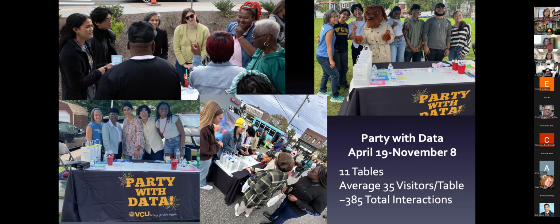We've been doing Party with Data for many years now, and we rotate the results that we share throughout Richmond, depending on whatever research projects we have available. Right now, we're disseminating these results with our community partners. To date, we have been able to interact with about 385 different individuals through our 11 tables throughout the spring and summer. And what do we actually do at those tables?